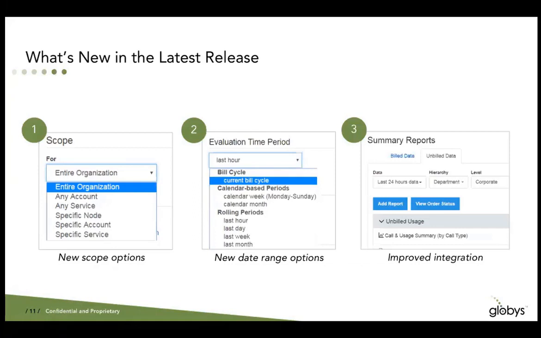We've also added some new date range options for the alerts. Now users can monitor against broader time periods, such as the current bill cycle, or narrow it down to the specific hour. And then lastly, we've done some further integration of the usage component into the user interface. Those who are familiar with the invoice component know that previously a user would toggle between the billed and unbilled areas.